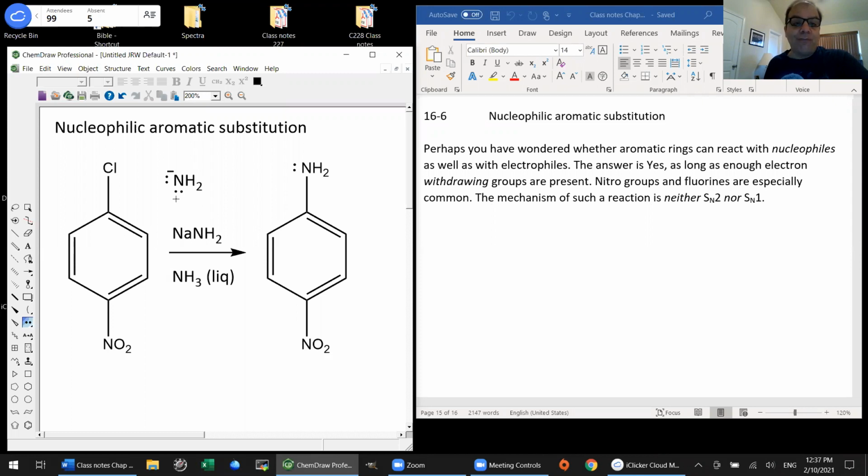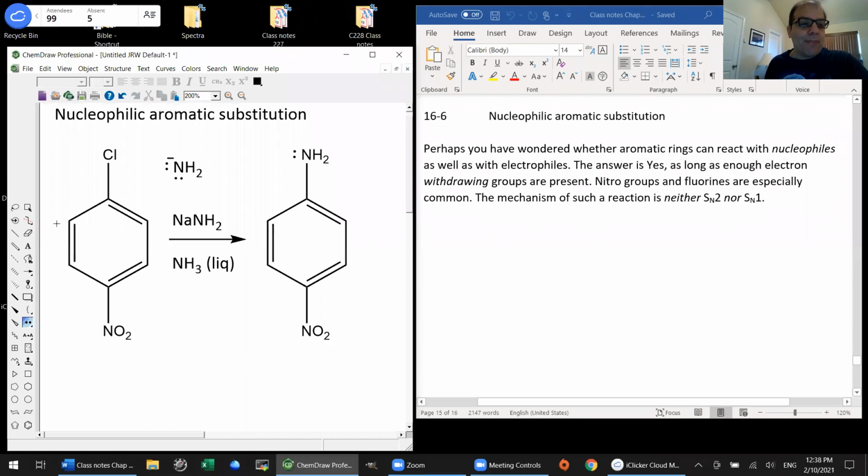An SN2 reaction would mean that it goes in just one step. And we know that's not going to happen because this carbon atom is sp2 hybridized, and we learned that sp2 hybridized carbons do not undergo SN2 reactions. An SN1 reaction would go by a carbocation intermediate, and this one's not going to do that. This is going to go through a carbanion intermediate. So we can maybe save benzene for next time.